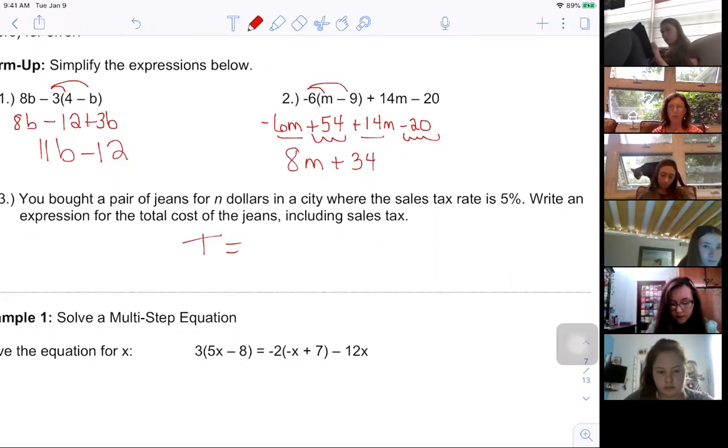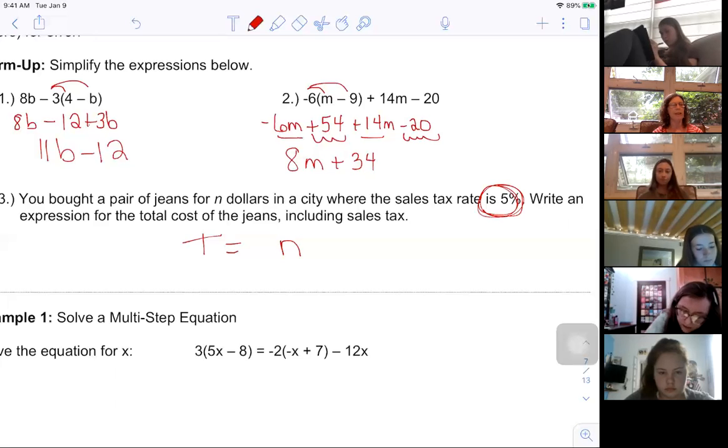So, all right, let's talk about how you got that. How would you write 5%? So how do we write 5% as an actual numerical value? What would that become as a number? 0.05. Yeah, 0.05. Okay, so we have 0.05. And our jeans are N dollars.